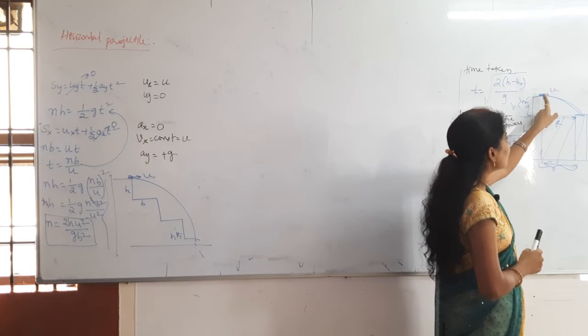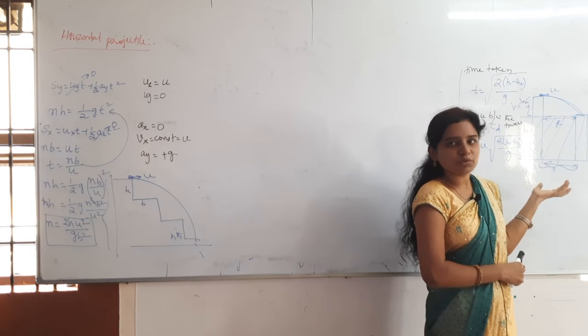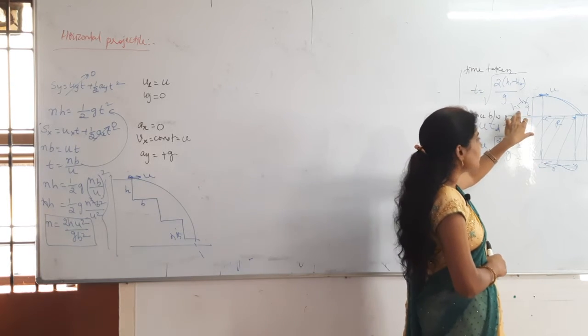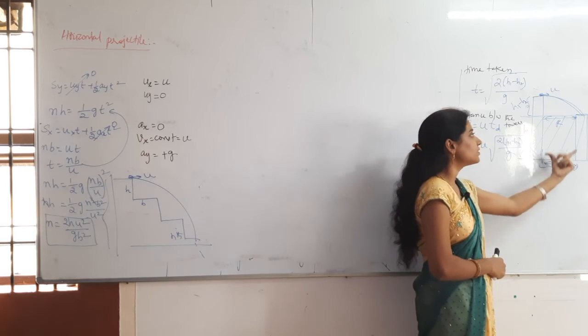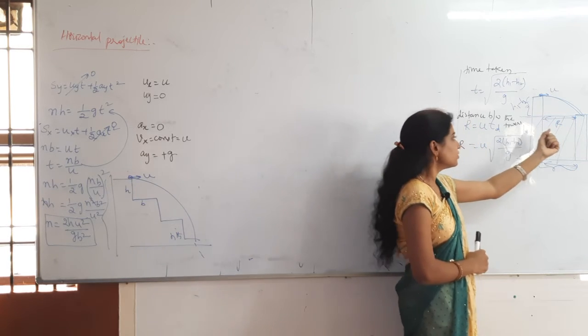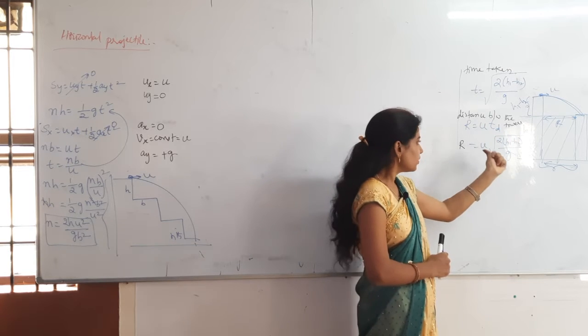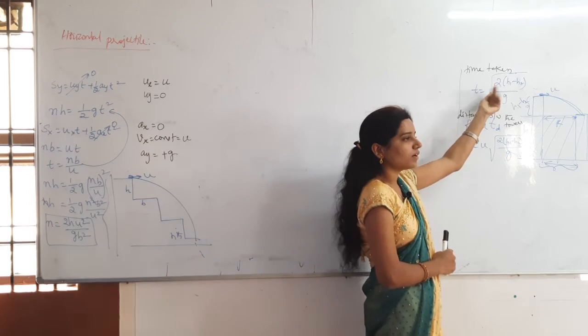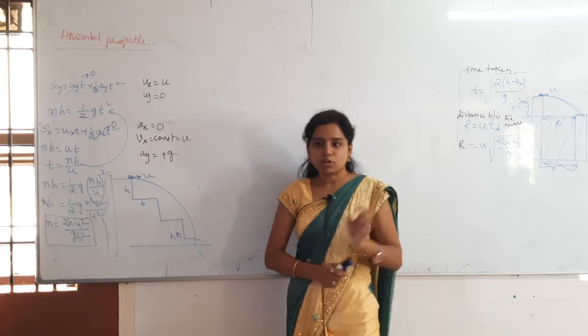Time taken to travel from here to here, the formula is obviously under root 2h by g. What is the effective height here? h1 minus h2. And the distance between the towers is nothing but the range. So R is equal to u into the time of descent, which is u times under root 2(h1 minus h2) by g. Copy that.